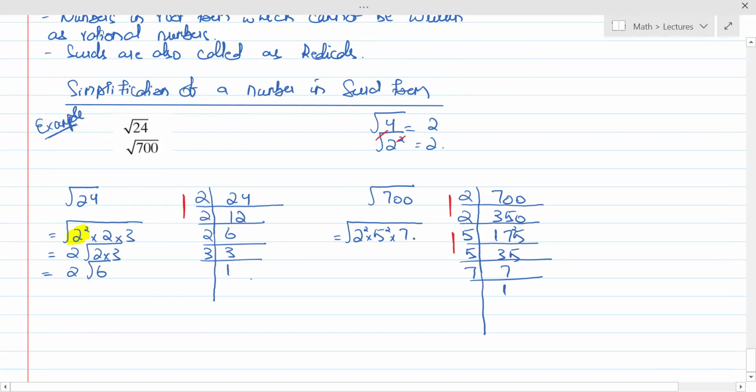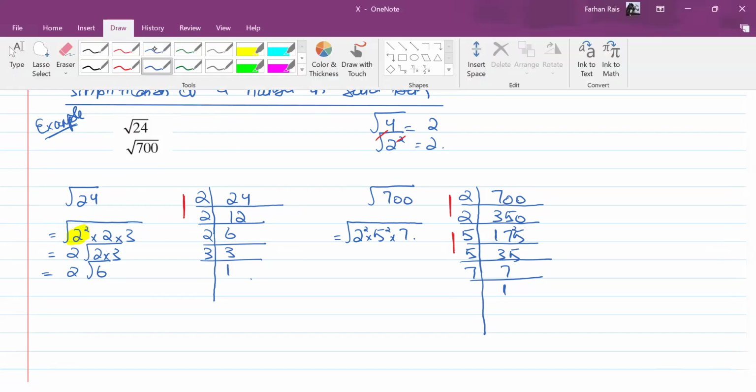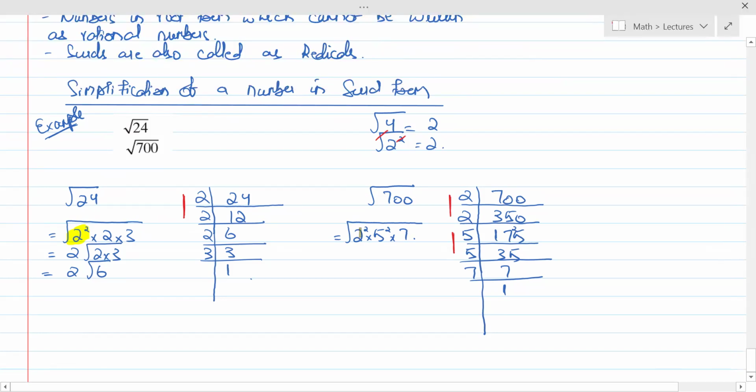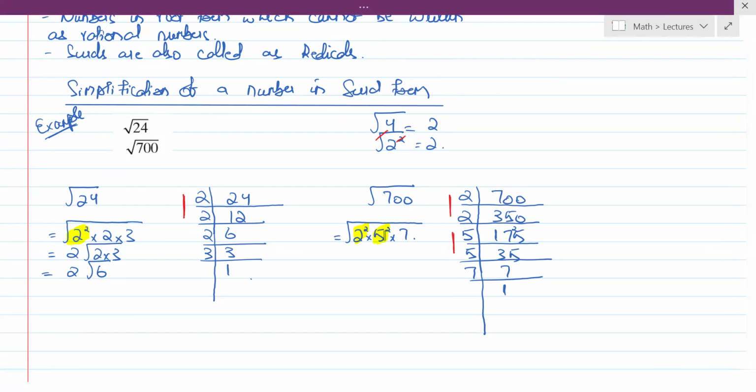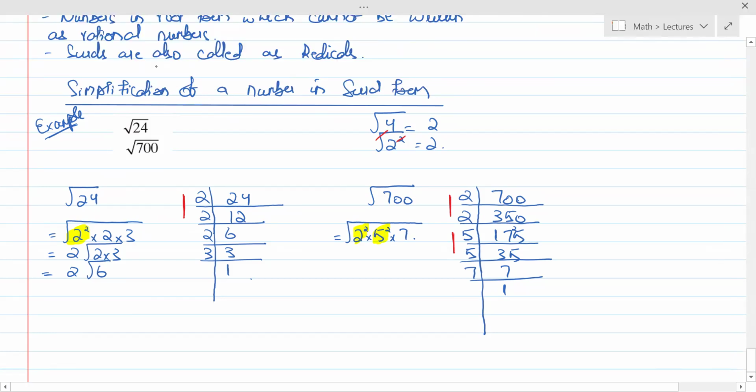And like the previous example, the numbers having a square will go outside the root. So 2 square and 5 square will go outside the root. So this can be written now as 2 into 5 into under root 7. And 2 and 5 being outside the root, they can be multiplied, giving the answer as 10 root 7. So this is the answer in the simplified form.